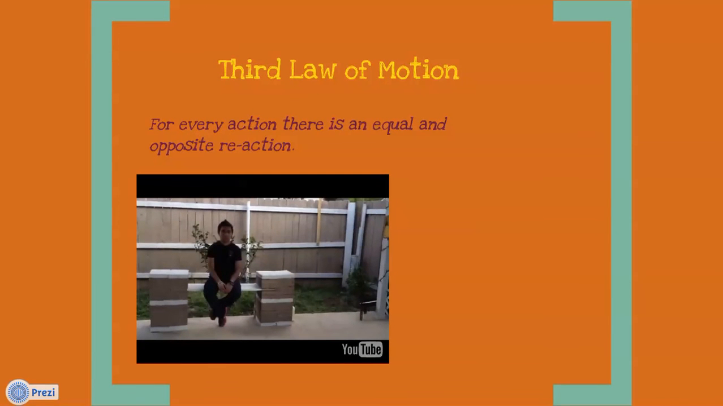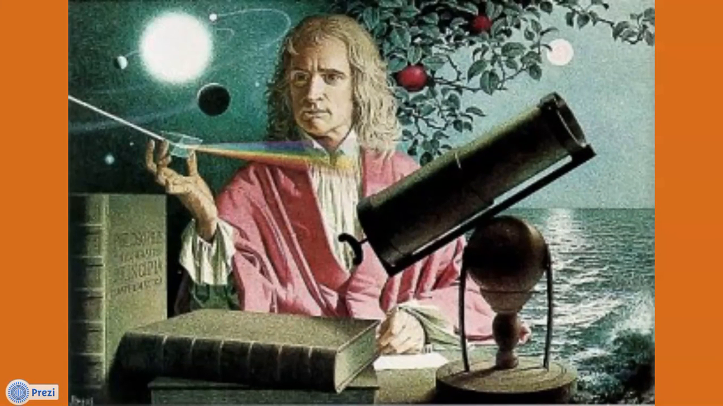As you can see, these laws apply to many things that we unconsciously do in everyday situations. And that concludes Newton's three laws of motion.